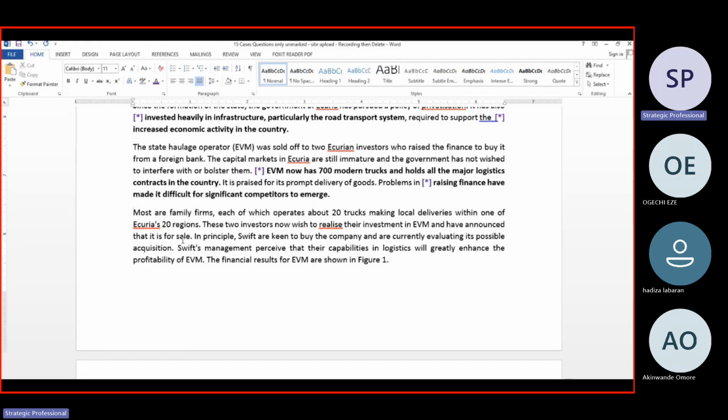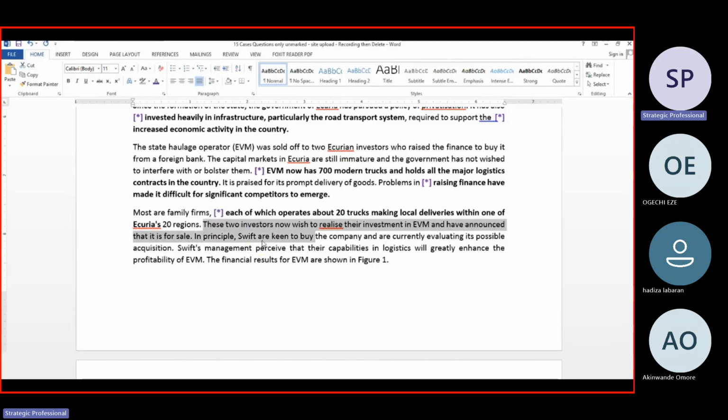Most are family firms, each of which operates 20 trucks making local deliveries within one Ukrainian region. So other truck companies are very small companies. They have only 20 trucks, but only EVM seems to have the largest number of trucks in that country. These two investors now wish to realize their investment in EVM and have announced that it is for sale.